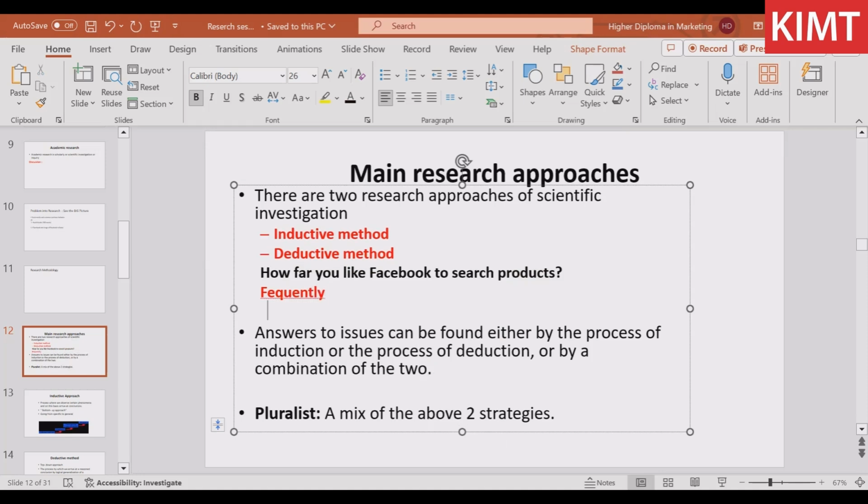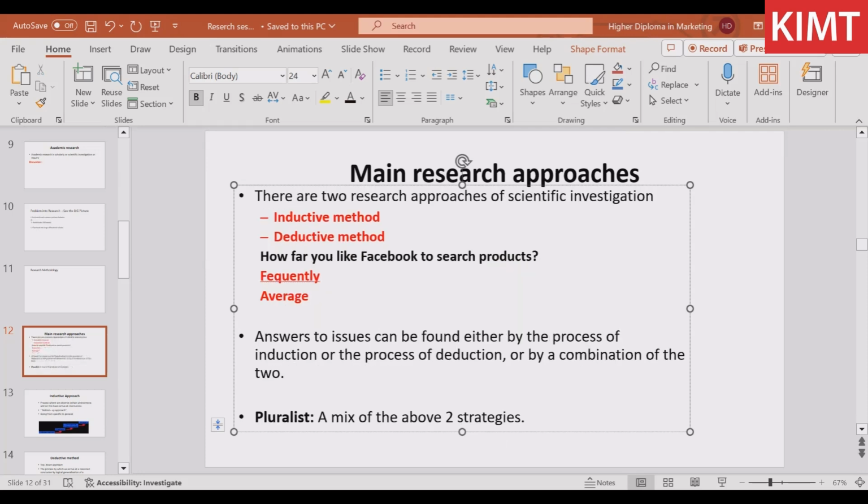Frequently. Average. Very less. Right. Now, if I ask this question from you, Mohammed: how far you like Facebook to search products? What is your answer? Very less. So I will put very less. Understand?